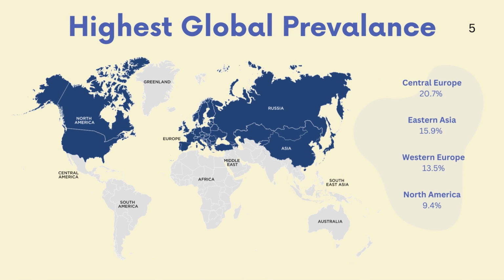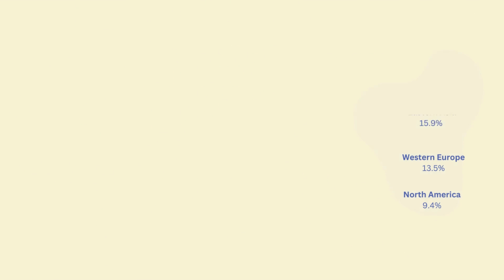The group also showed that Lyme disease is the most prevalent in the Northern Hemisphere of the world, with the largest number of cases seen in Central Europe, Western Europe, North America, and East Asia. Central Europe had a seropositivity of 20.7%, 15.9% in Eastern Asia, 13.5% in Western Europe, and 9.4% in North America.